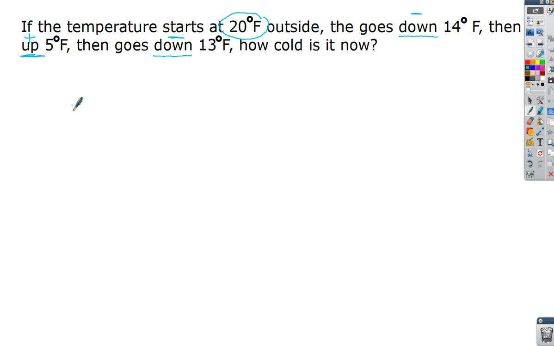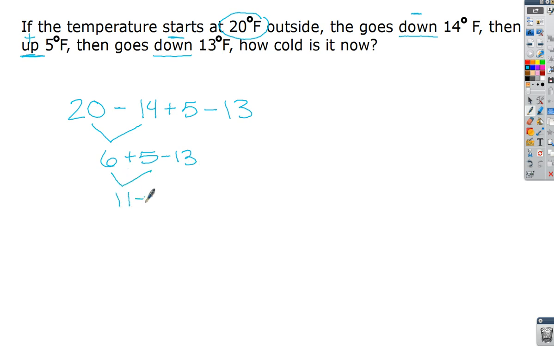Okay, so we started with 20 degrees Fahrenheit. Then we subtracted, we went down 14, plus 5 degrees, and then down 13. So we're going to break this problem up step by step. So we'll start with our first two numbers. 20 minus 14 is 6. Bring down the rest. 6 plus 5 is 11, minus 13. And 11 minus 13 is -2. So your answer is negative 2 degrees Fahrenheit.